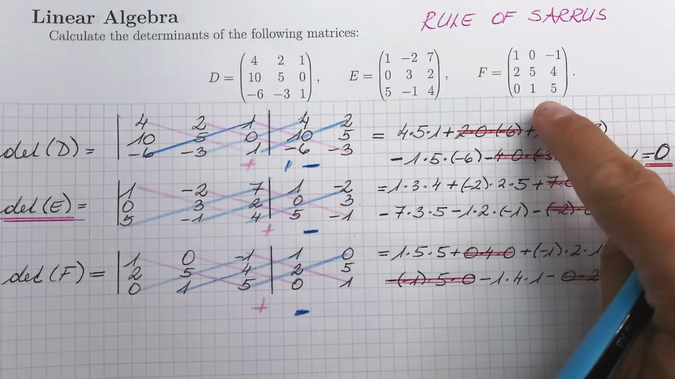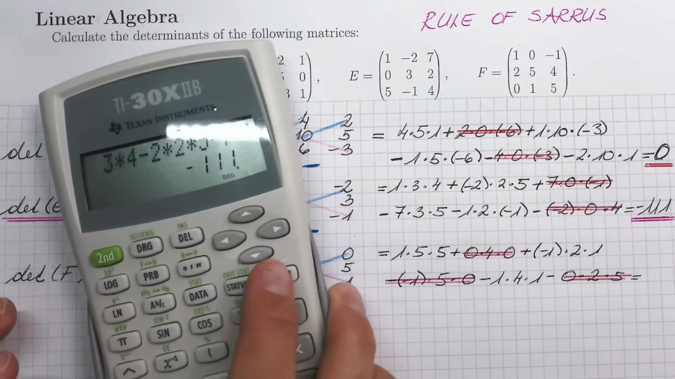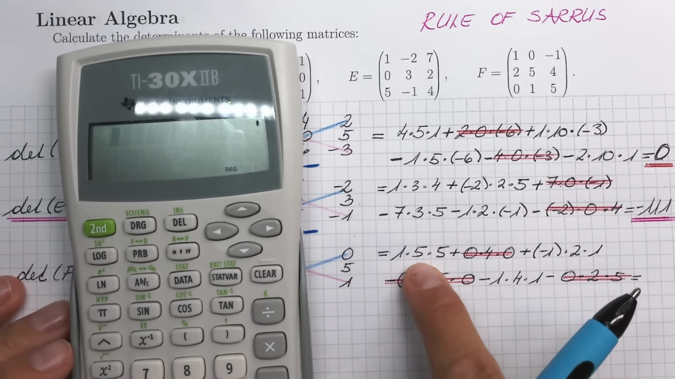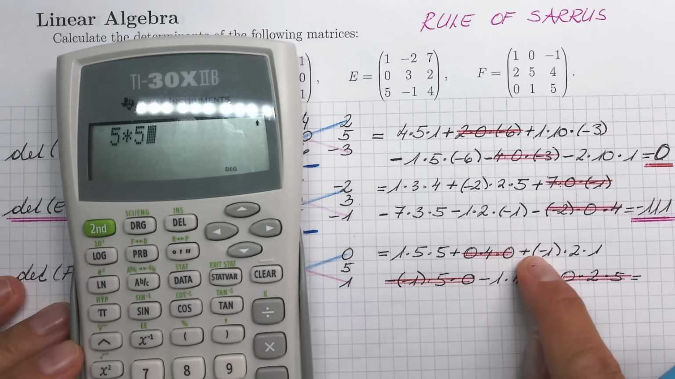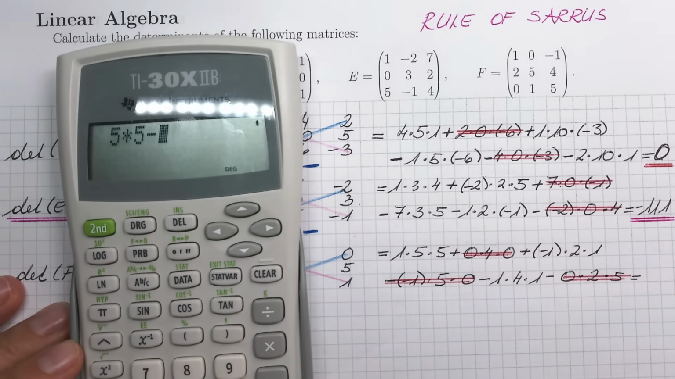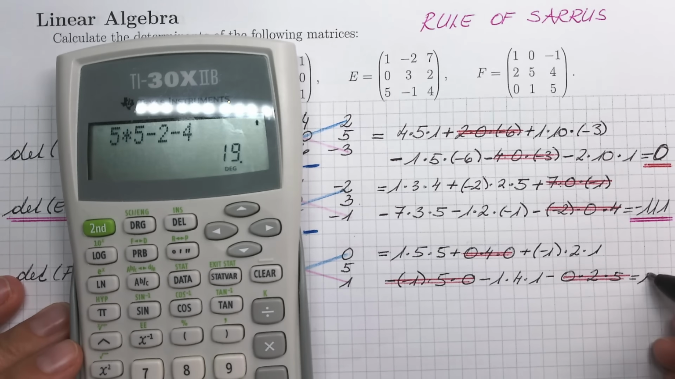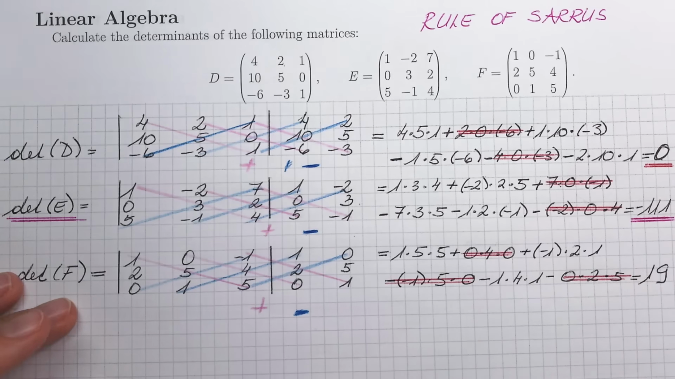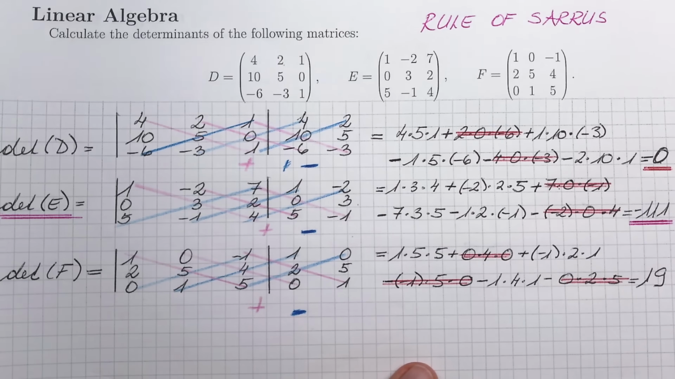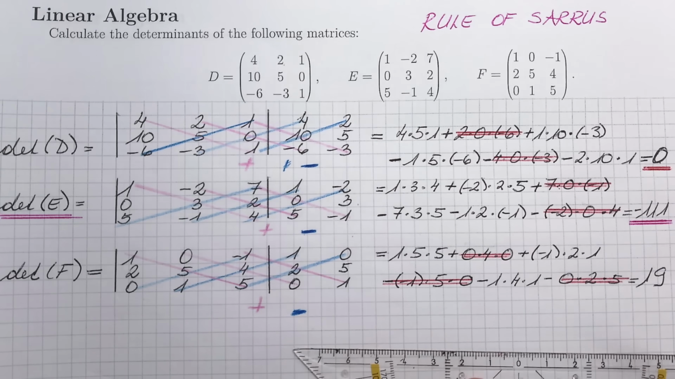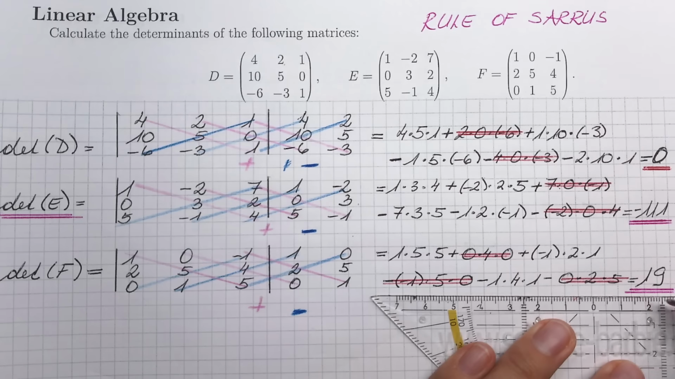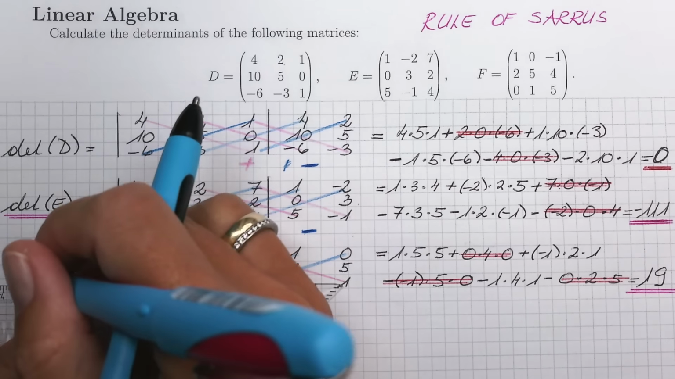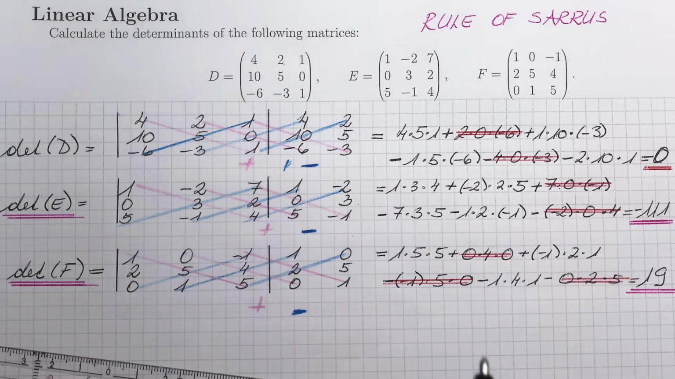Now let's go to the last one, matrix F. It's 5 times 5. What's the next one? It's a minus. Here it's 2. Then again it's a minus. Here it's 4. Okay, I could have done this in my head. It's 19. Again, it's just a positive value, and that's also fine for us, because then we know the row vectors and also the column vectors of matrix F are linearly independent.